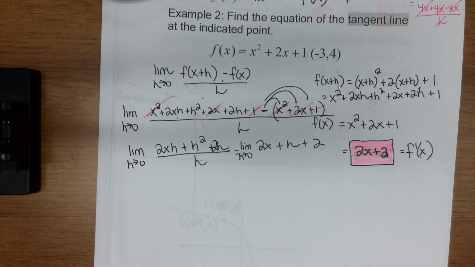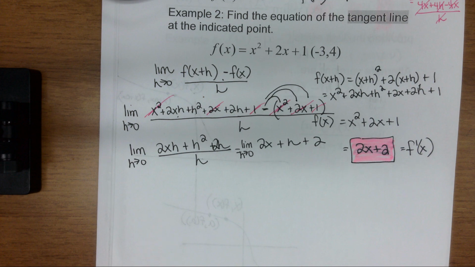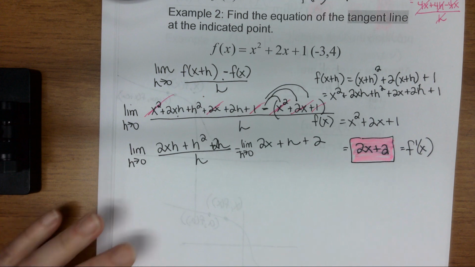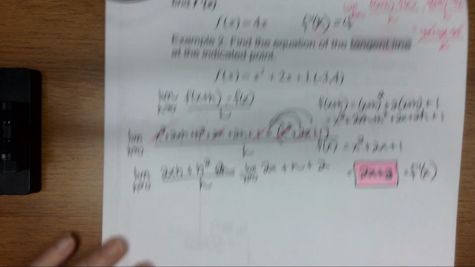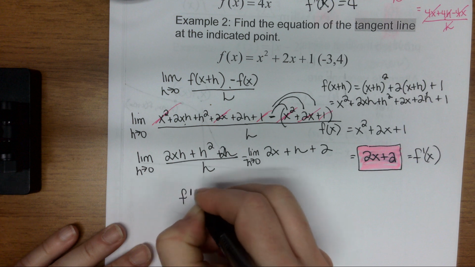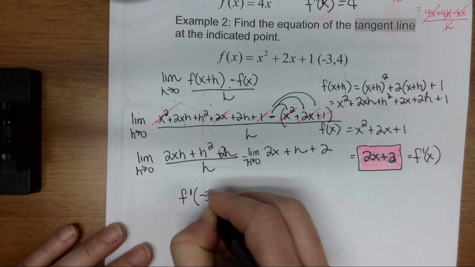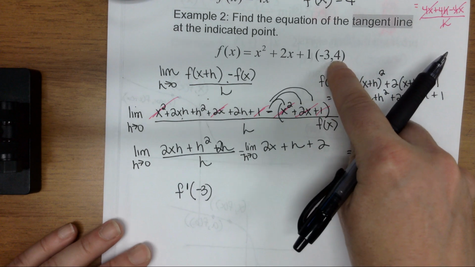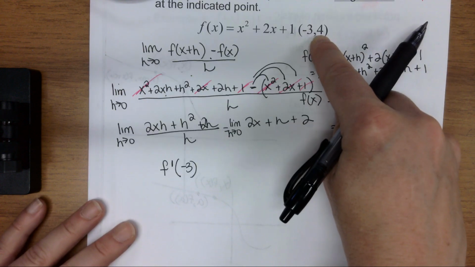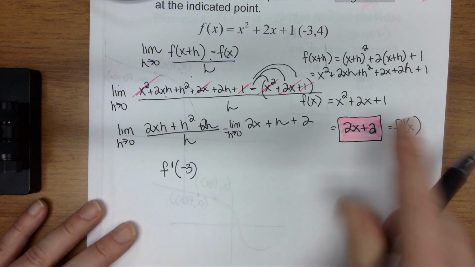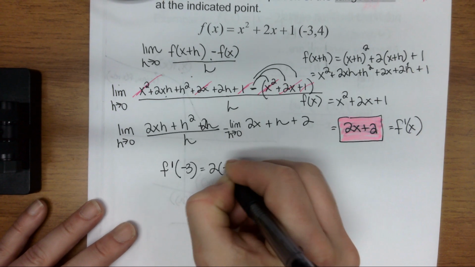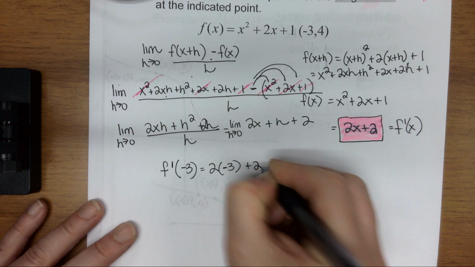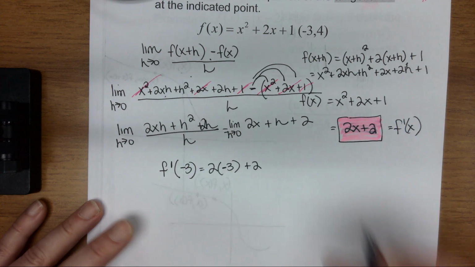What do you have to do to find the slope? Well, you just have to plug in the point. Did I give you a specific point in this problem? Yes, you did. -3. Okay, so the way I'd write that is, let's find the slope at -3. And what's the 4? That's just the y value. I'll talk about where we put that in a second. I'm just plugging -3 in to figure out what the slope is. I get -6 plus 2, which is -4.